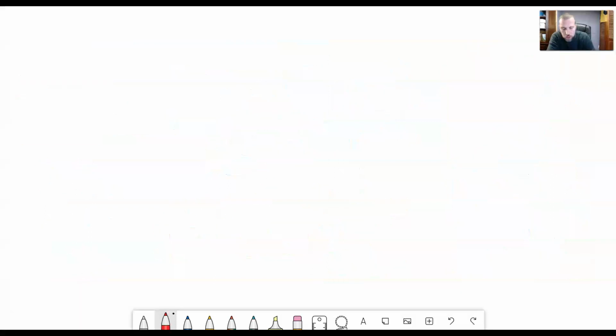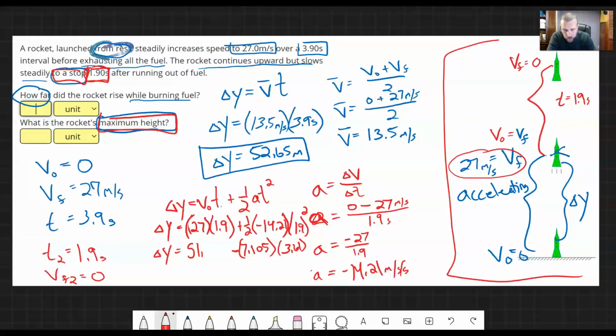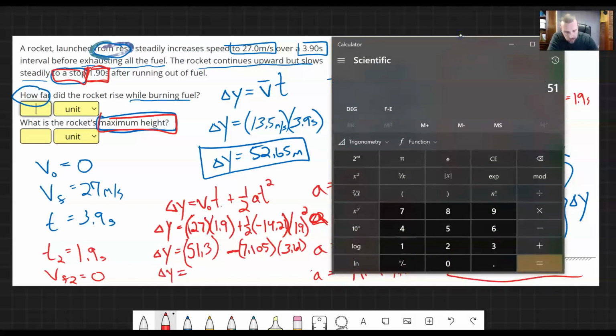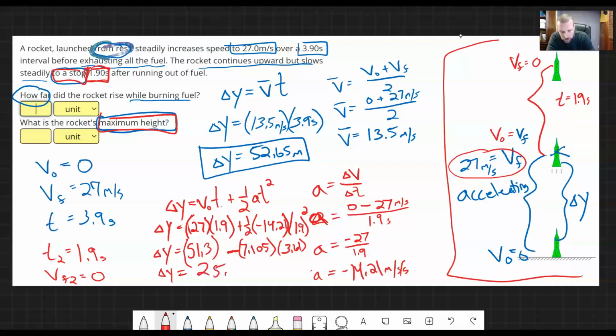51.3. So, had it gone at a constant velocity, it would have gone 51.3 meters, but it is slowing down, hence the negative sign here, so we're going to decrease that displacement a bit. So if we take 51.3 minus, and I can do this in parentheses here, 7.105 times 3.61. Careful of the order of operations here, but we get 25.65 meters. And that's for the second part.